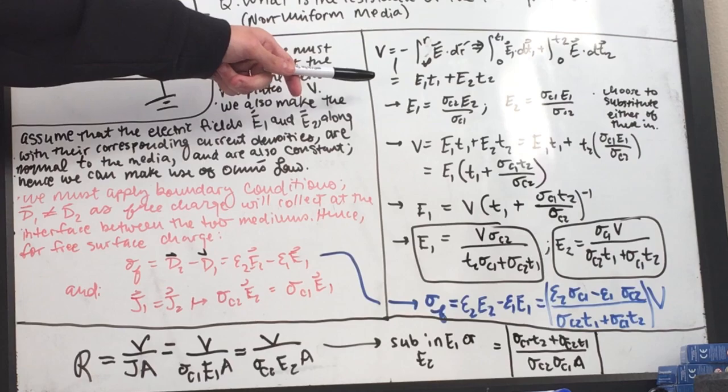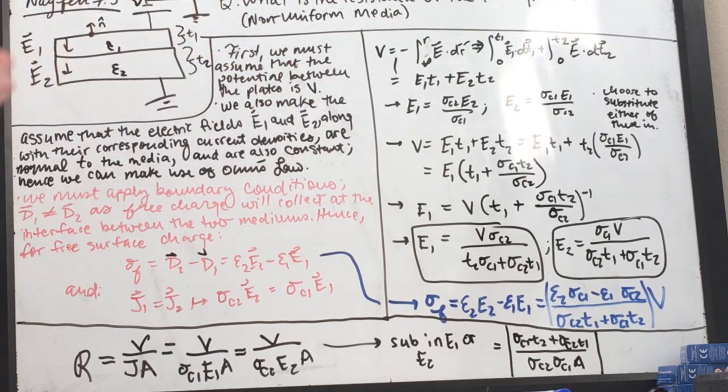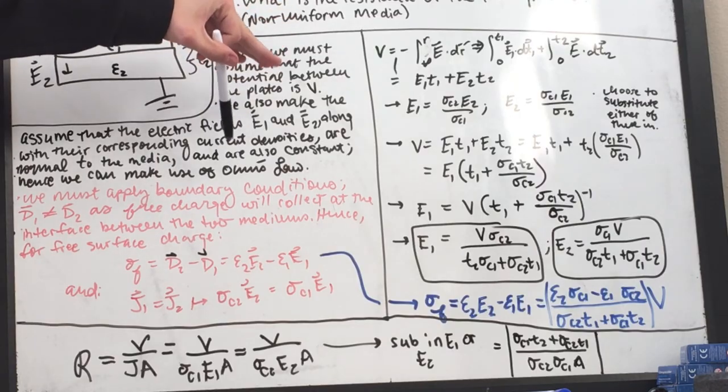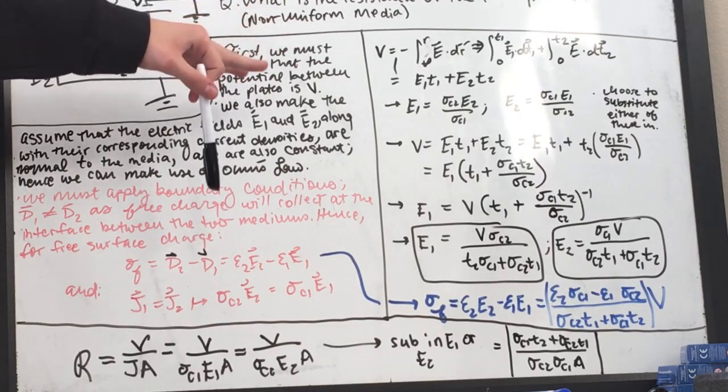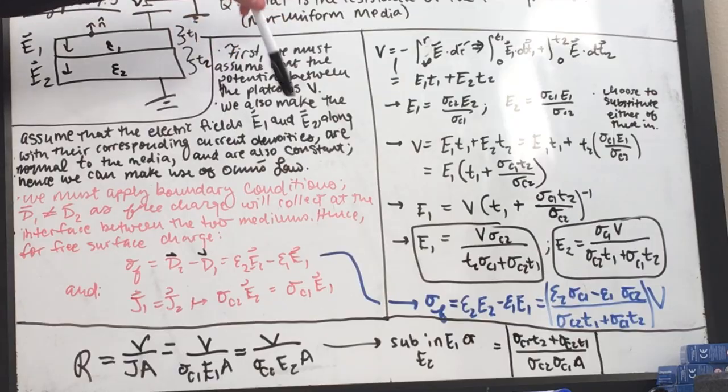So once we have that particular parameterization down, we do the integral. We get that our potential is equal to the sum of the products of our electric fields and the distance, or rather the thickness of our media, right? And then once we have that, we can begin to relate our electric fields to one another because it's not really useful to operate in terms of a bunch of unknowns.